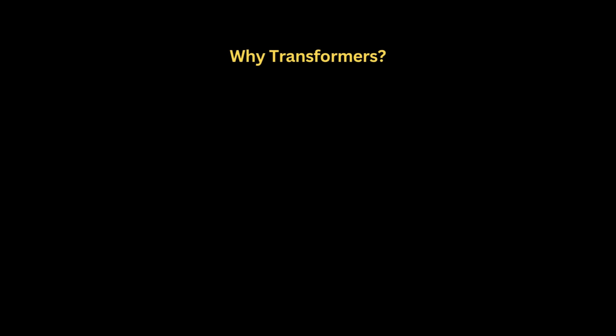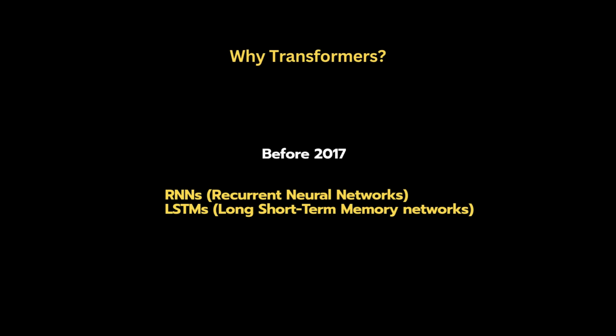So why transformers? Before 2017 or 2016, most of the AI models that worked with text used the neural networks that we discussed in our previous videos, and they were using long short-term memory networks. These networks process text word by word in order, like reading a sentence one letter at a time. So they were slow, very hard to train, and bad at remembering long sentences.